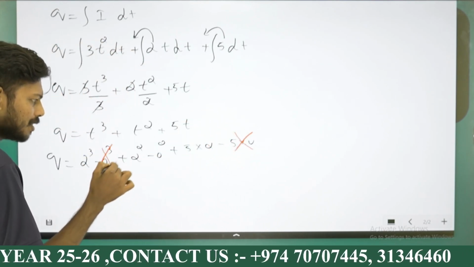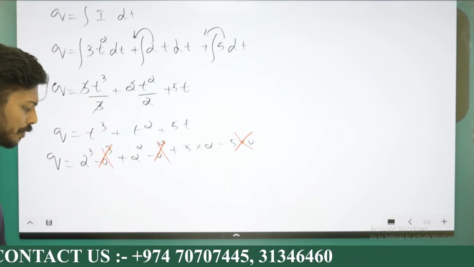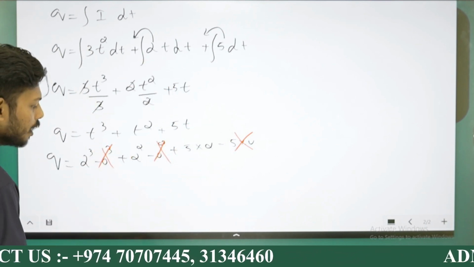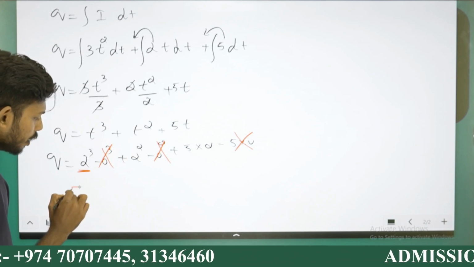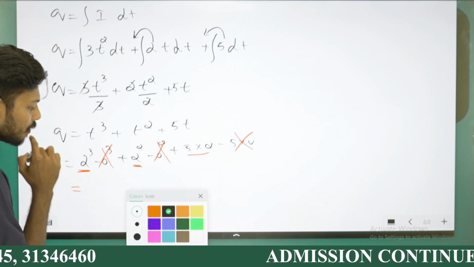0 cube is 0. 0 square is 0. So the terms will be automatically deleted from the equation, and we don't have to worry about that. So just consider 2 cube. What is 2 cube? What is 2 square? What is 5 into 2? Okay, so here we go. The answer will be something like this.